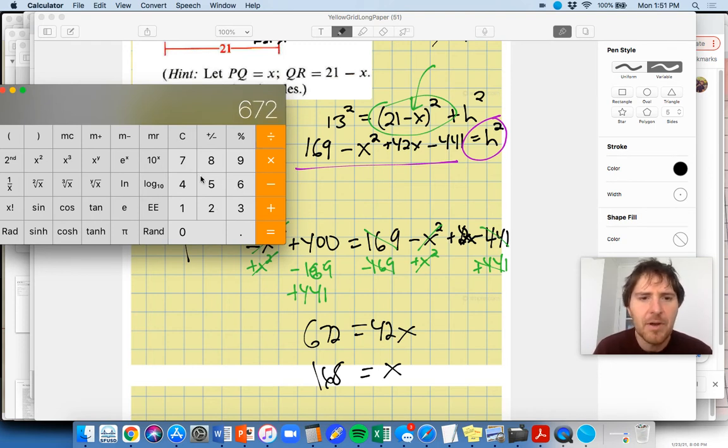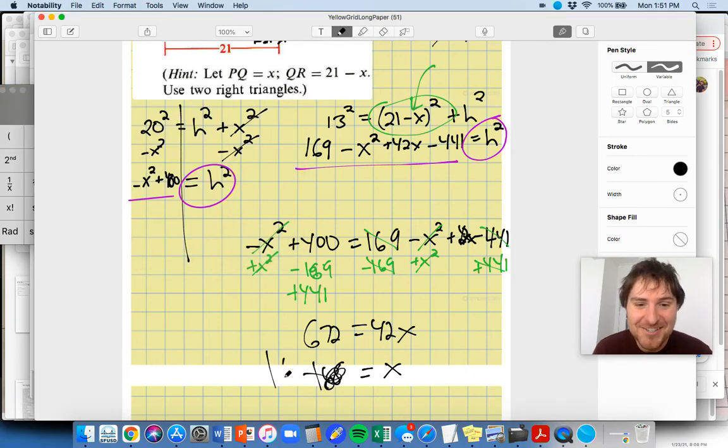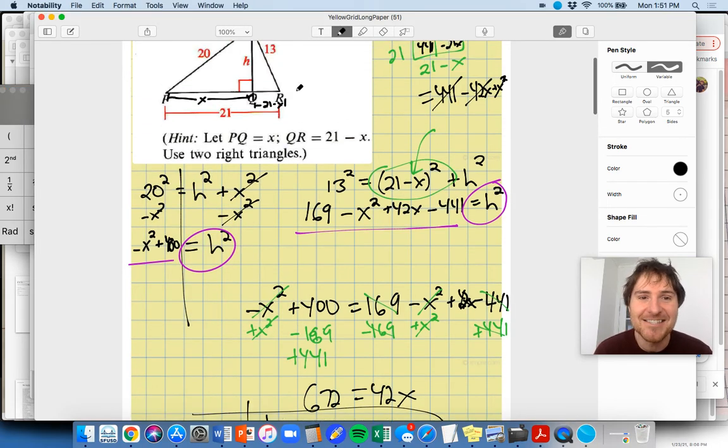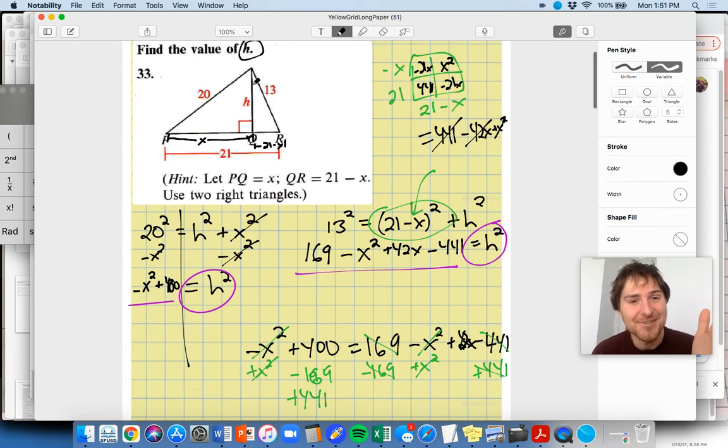672 divided by 42. And it equals 16. That makes a lot more sense. There we go, 16. Boom, x is 16. And now we can double check our answer to see if we got it right. Okay, if x is 16, that means 21 minus x is going to be 5.